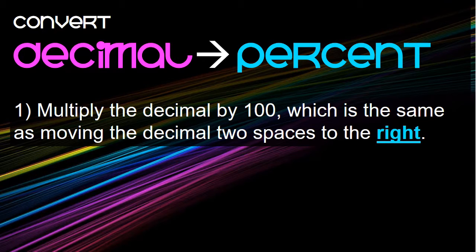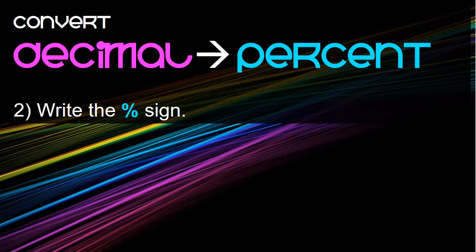So now let's talk about how to convert a decimal into a percent. There's a few ways we can do this. You can choose to multiply the decimal by 100, which is actually the same as moving the decimal 2 places to the right. And then after you do that, we're going to use our percent sign.